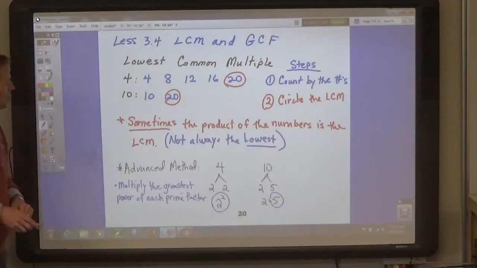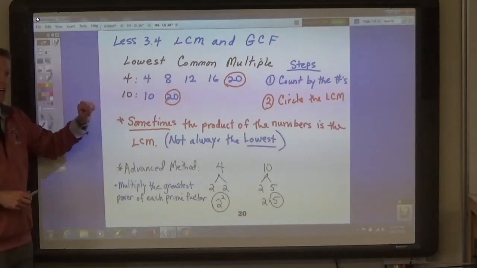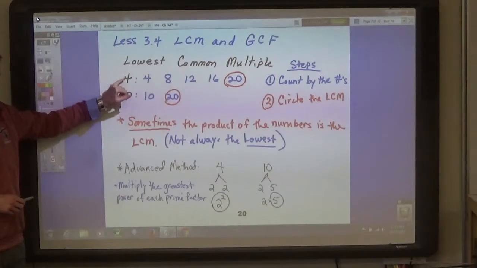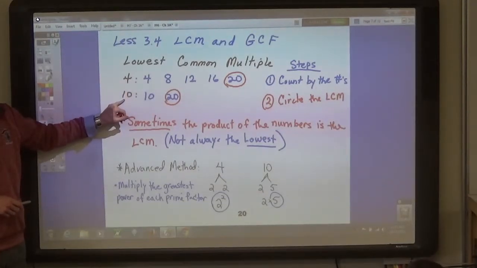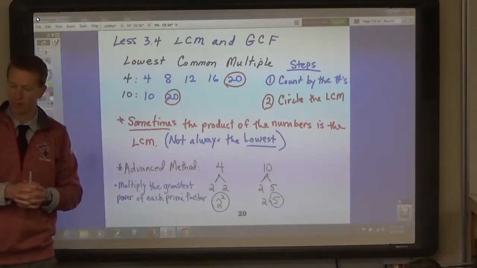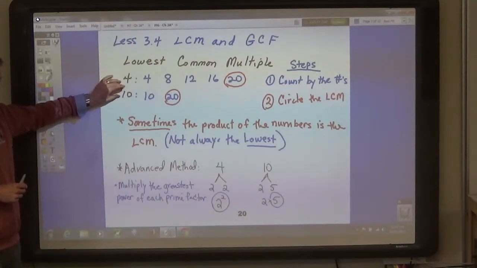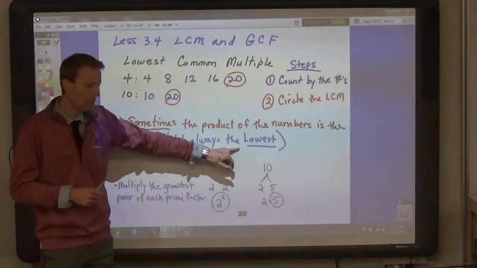Okay? Now, sometimes you can find the lowest common multiple by multiplying the numbers together. That only works though if one of them is prime. Are these prime? No, they're not. Neither of them are prime. If one of them was prime, then you could multiply them and get the lowest common multiple. So that's one way to remember. You can always find a common multiple by multiplying them, but it won't necessarily be the lowest.